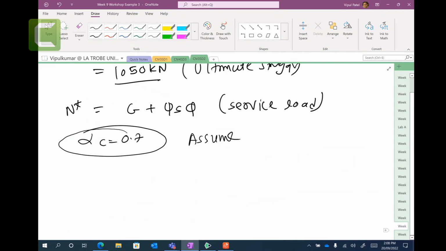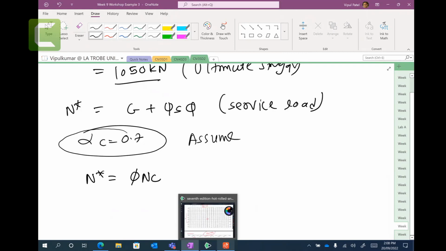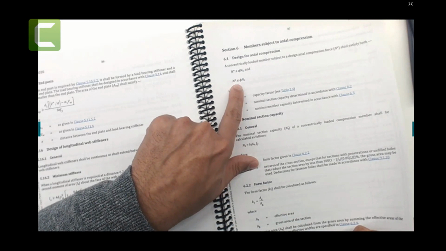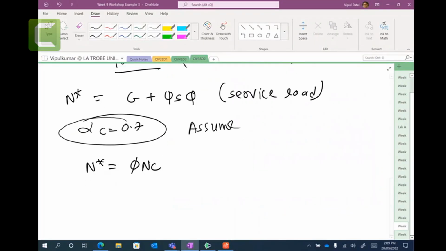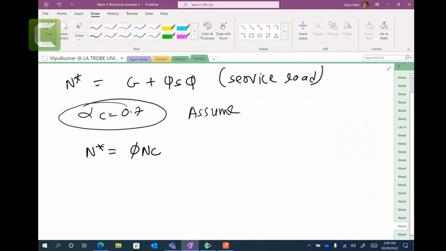So once I make this assumption, alpha C equal to 0.7, we can calculate N star equal to phi NC. Where is this coming from? N star equal to phi NC, so 6.1 on page number 87. Your capacity should be greater than or equal to your demand. Okay, for maths purposes I take it as equal. So we got the N star value, 1050 times 1000 newtons, and phi is 0.9.